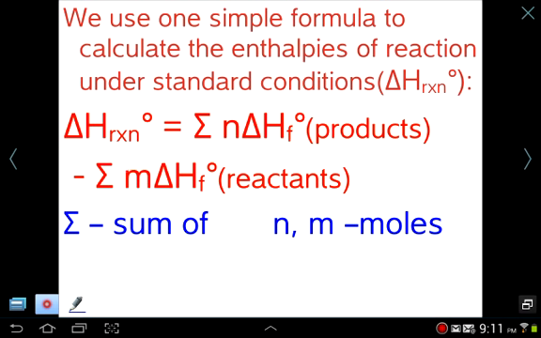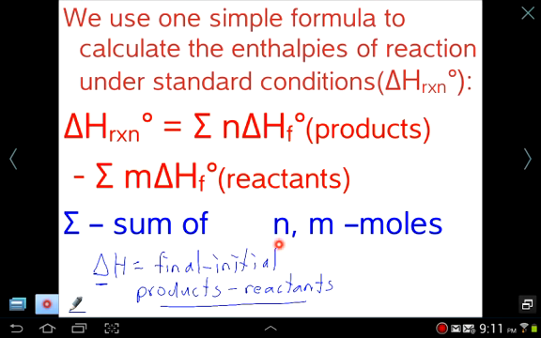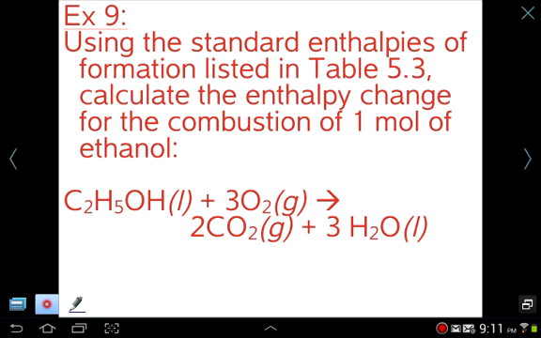Now, this looks like kind of a complicated formula, but if you think of the delta as being final minus initial, kind of like with temperature, it's essentially how much it changed by. In our case, for a chemical reaction, your final is your products, and your initial is your reactants. Think of it as products minus reactants being final minus initial, and that will help you remember it. We'll also have to make sure we multiply by the moles. If you have 3 moles in the products, we'll have to multiply that delta H by 3, and we'll see that in the following example. So we'll wrap up with this example here.